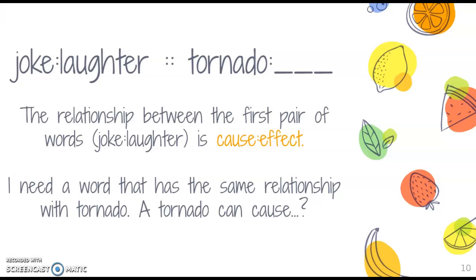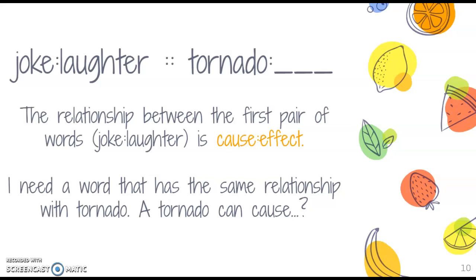All right, joke is to laughter as tornado is to... Wow, how could those words be common? Well, if we look at the relationship between the first pair of words, joke and laughter, we'll see that it is cause and effect. A joke is the cause, laughter is the effect. So now I need a word that has the same relationship with tornado. Tornado is the cause. What is the effect?